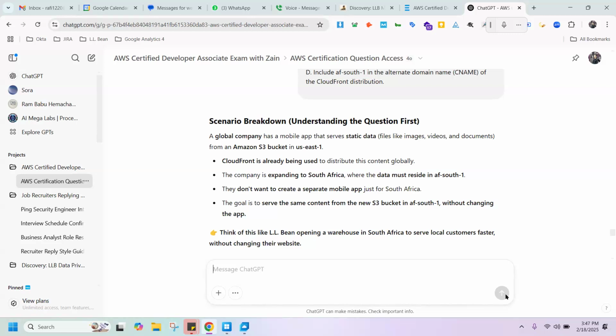Where, hold on. Where does it say that on here? So this first line, CloudFront.